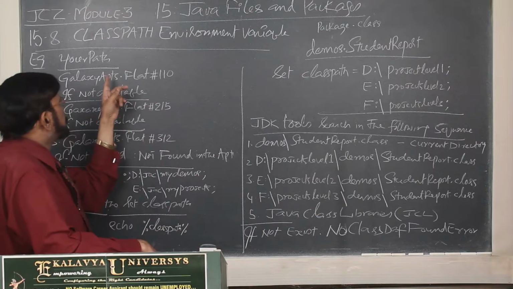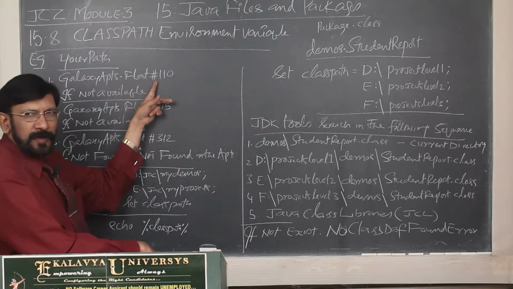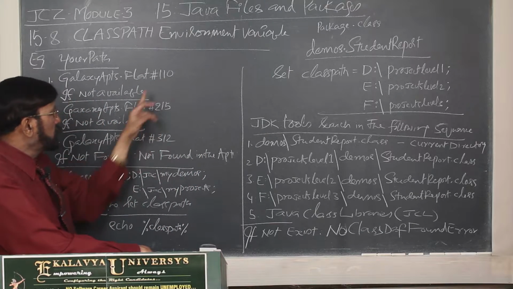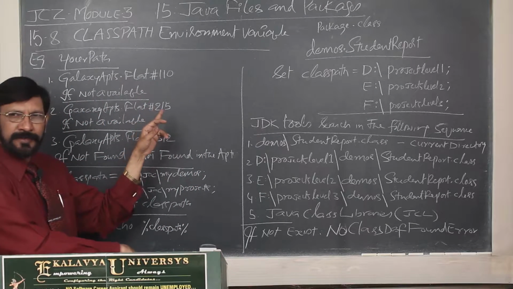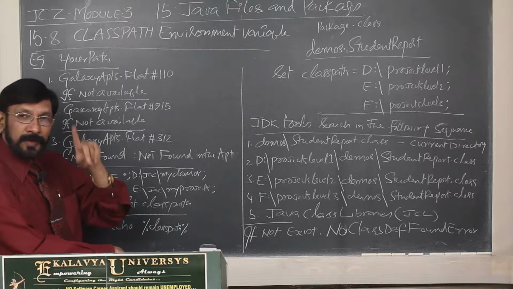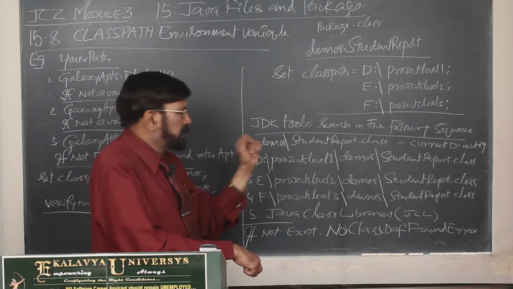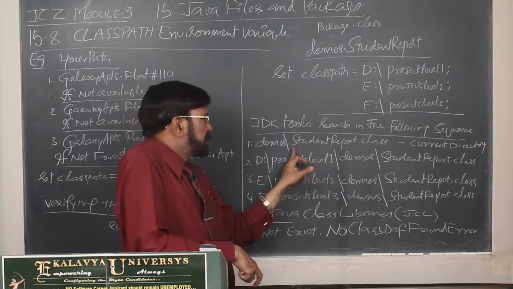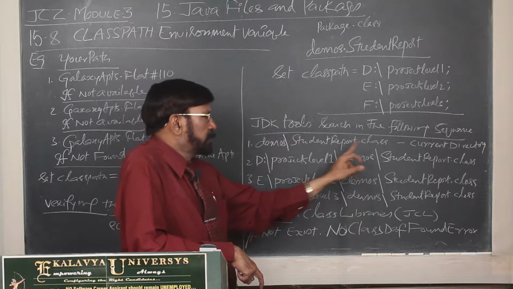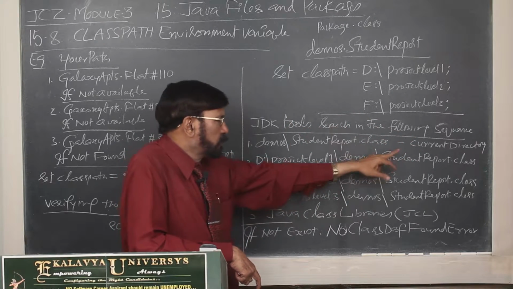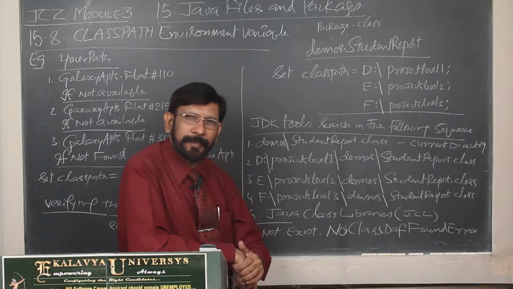First you are searched in your flat, thereafter, if you are not available, you are searched in other flats, whatever you specified in your path. Same analogy you apply here. Now we see, for this demos student report dot class, first Java tools search in the current directory.